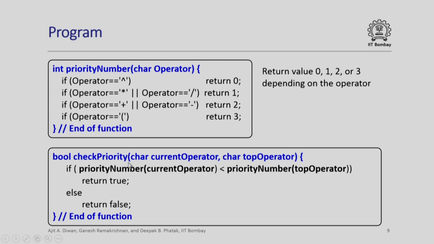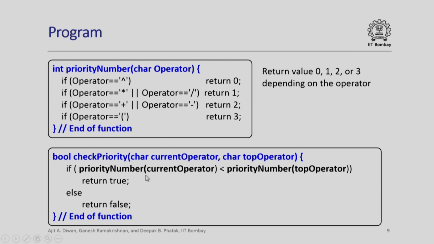We also need to check the priority when we are actually implementing the infix to postfix conversion. This will require looking at the current operator and the operator which is already on top of the stack. So it has two parameters. All that it does is calculate the priority number for the current operator and calculate the priority number for the top operator.